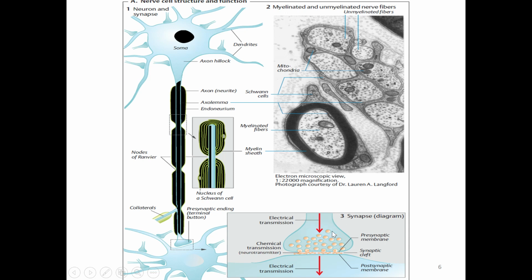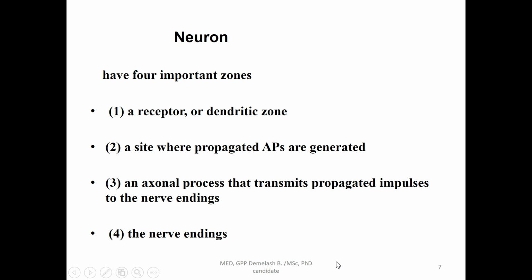Here vesicles are formed, and chemical transmitters, or neurotransmitters, are released by exocytosis into the synaptic cleft, then the signal is transmitted to the postsynaptic membrane. So the neurons have four important zones, as I told you. One is a receptor or dendrite zone. The second is the site where propagated action potentials are generated, and an axon process that transmits the propagated impulse to the nerve endings. Finally, the nerve endings.